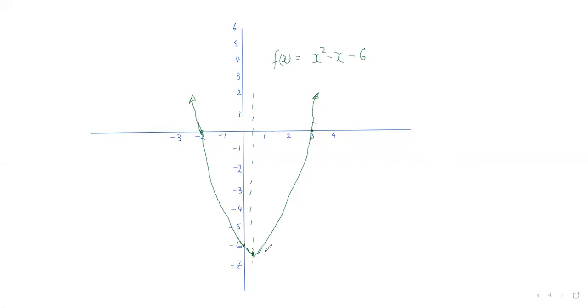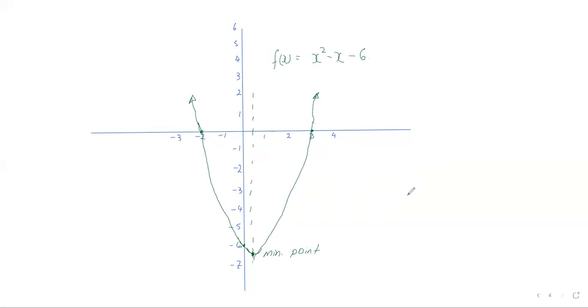Now, this is the minimum, the minimum point that the graph can go. And because your a is positive, the graph is facing up. Had your a been negative, it would face down, going this way. Now, if it faces down, it will have a maximum point up there.